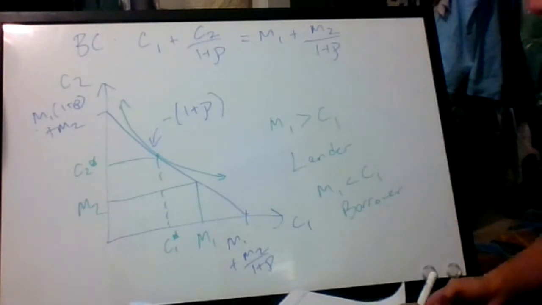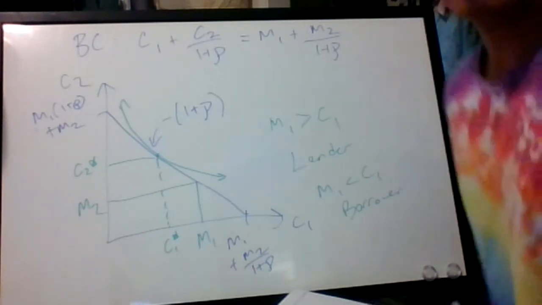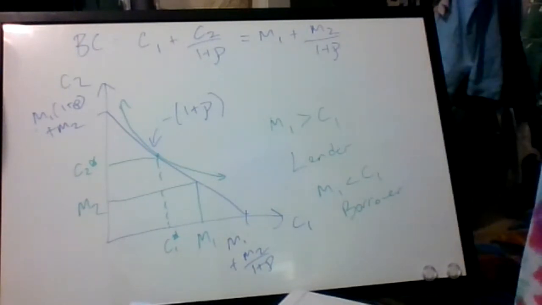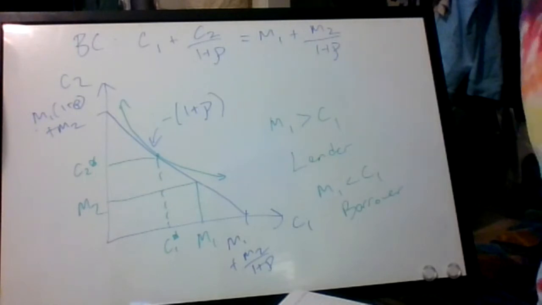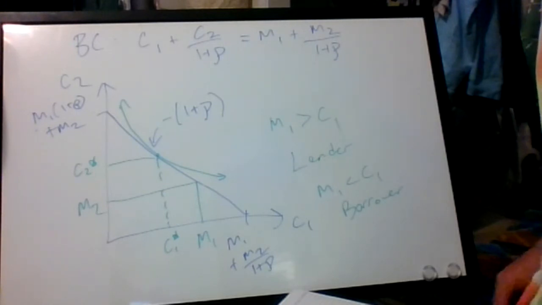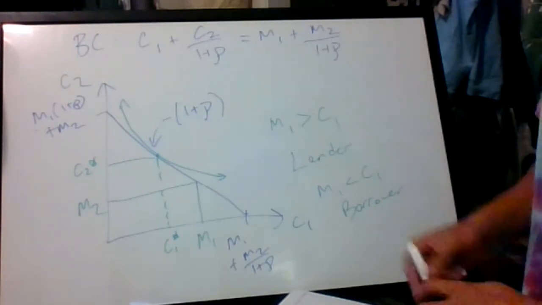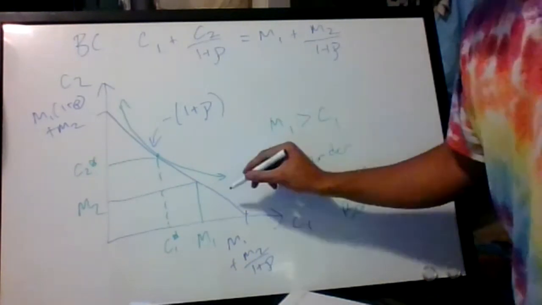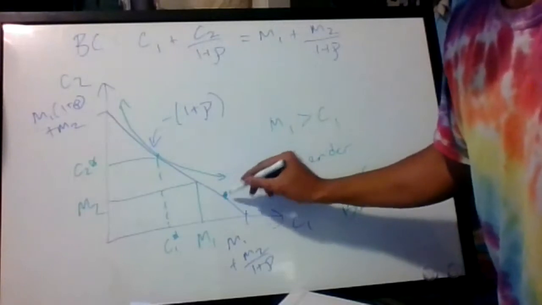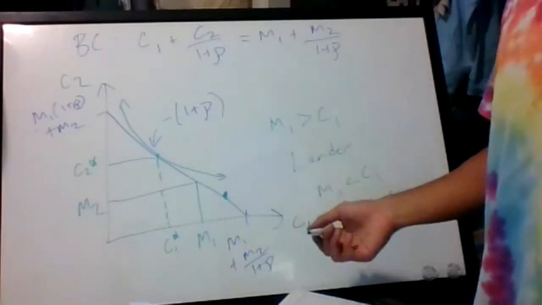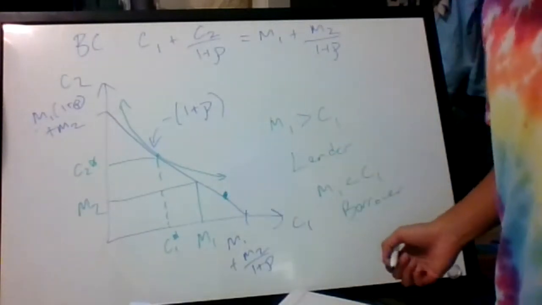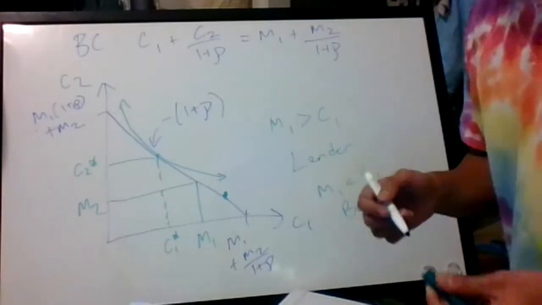So if your optimal point is above and to the left of your endowment point, you're a lender, and if it's down and to the right of your endowment point, you would be a borrower, correct? Yeah, that's exactly right. So for example, if their optimal point was here instead, then this person would be a borrower, right? That's a perfect way of thinking about it.